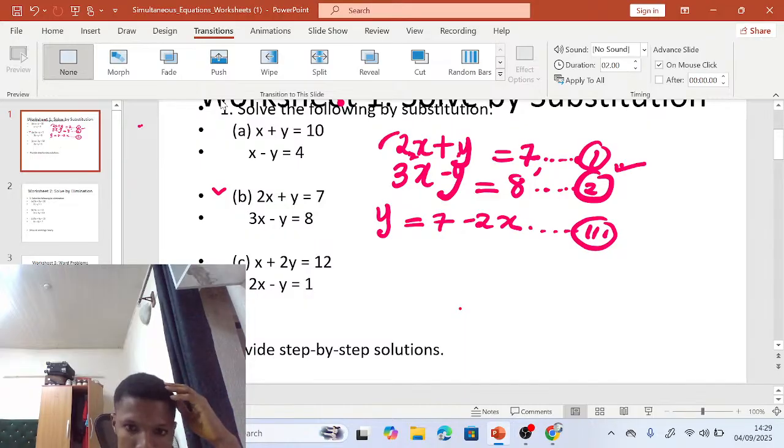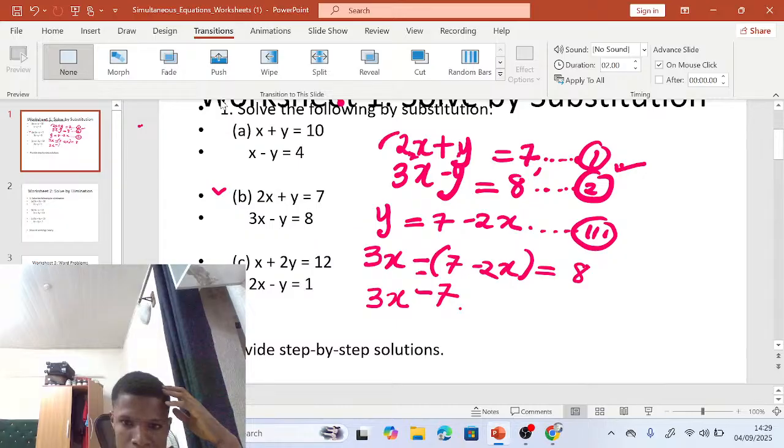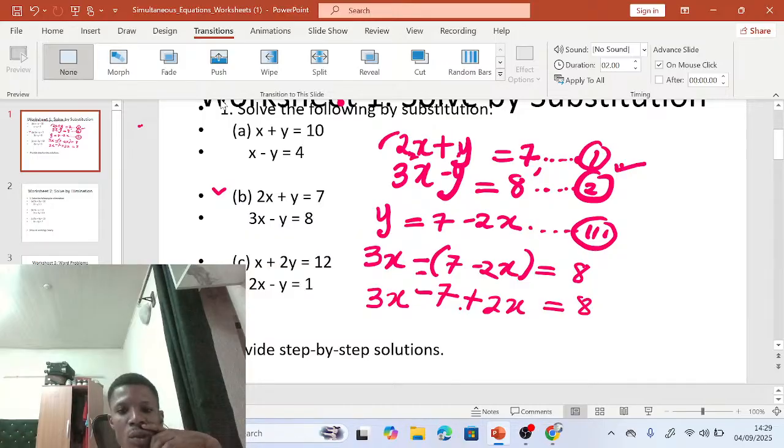Okay? So what do you have? You have 3x minus (7 minus 2x) is equal to 8. So here we have a negative sign, so we are going to use the minus to open the bracket. We have 3x, minus times 7 is minus 7, minus times minus 2x will be plus 2x. And that's equal to 8.